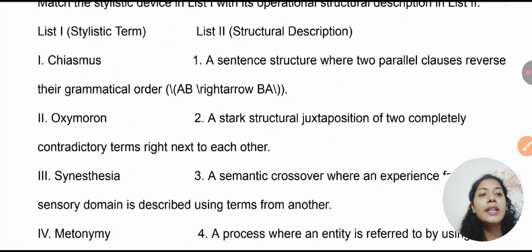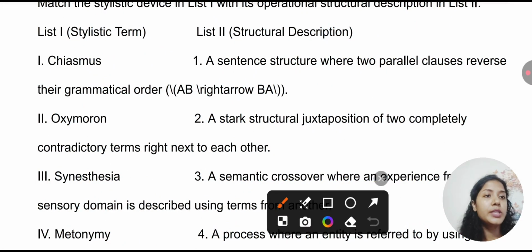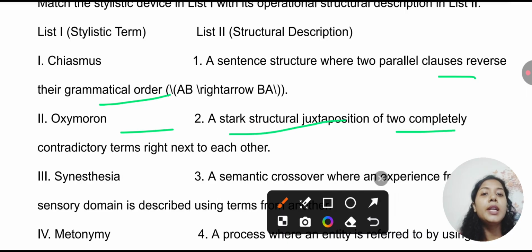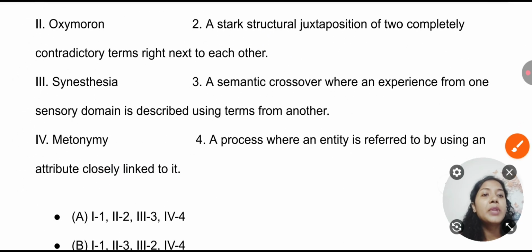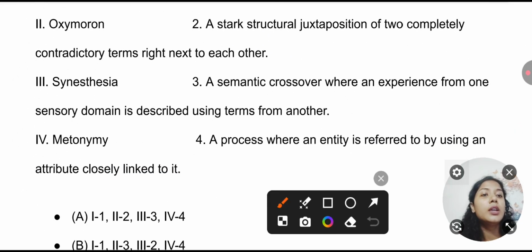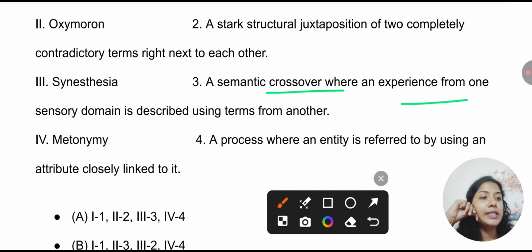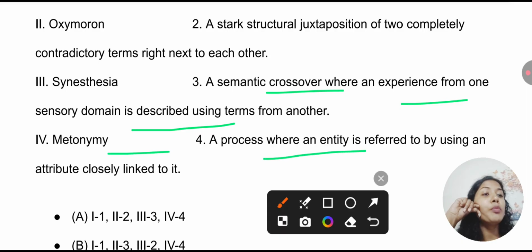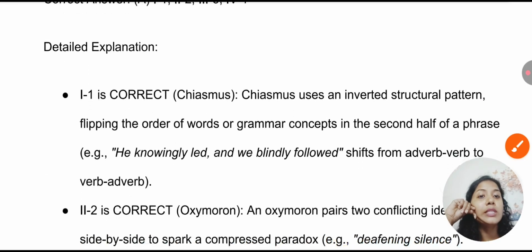Chiasmus is a sentence structure where two parallel clauses reverse their grammatical order. Okay, oxymoron is a stark structural juxtaposition of two completely contradictory terms right next to each other. Synesthesia is a semantic crossover: an experience from one sensory domain is described using the terms from another. And metonymy is a process where an entity is referred to by using an attribute closely linked to it. Okay, so this is the correct answer.